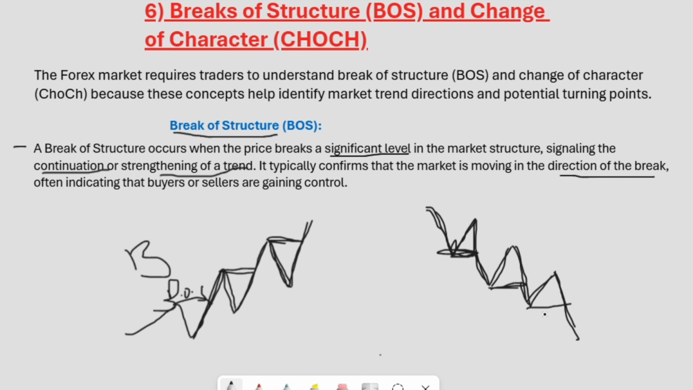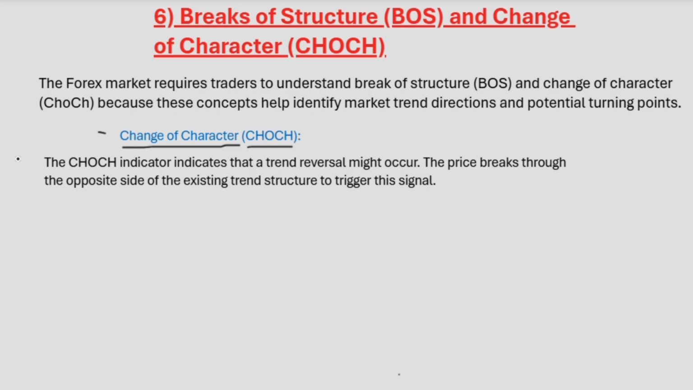Let us now look at change of character. The change of character indicator indicates that a trend reversal might occur. What do we mean by a trend reversal? That means that when, for example, we are on an uptrend, price creating higher highs and higher lows, higher highs and higher lows, and it decides not to break that high, and it breaks this swing low. Then price comes like this, then continues breaking the lows.